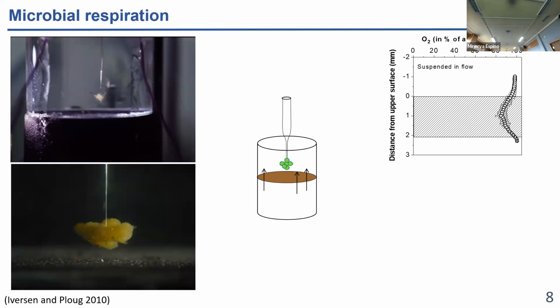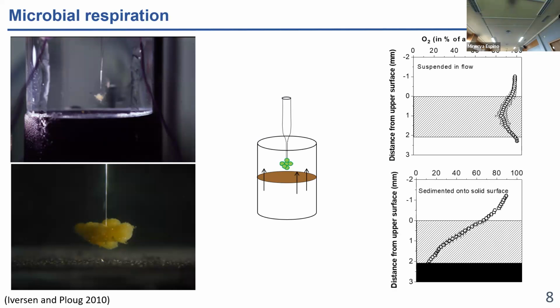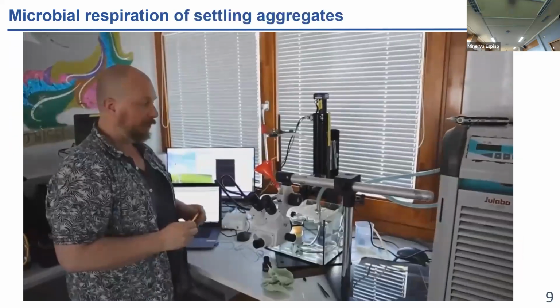And what is important here is that it's suspended, because if you put this on a solid surface, then there's no free diffusion underneath the aggregate. And you can basically get anoxic conditions inside. That's why people believed that aggregates were anoxic for many years, which they're not. They might have anoxic microniches.